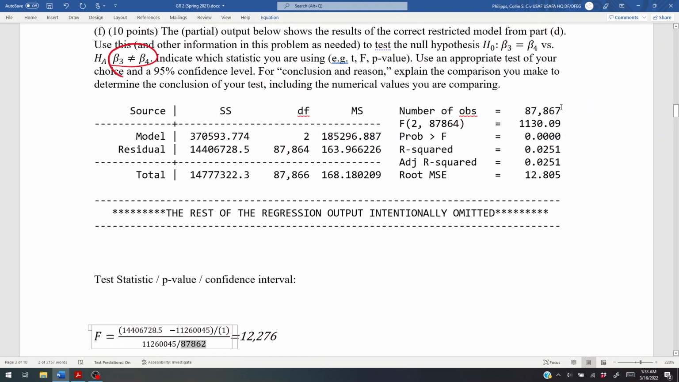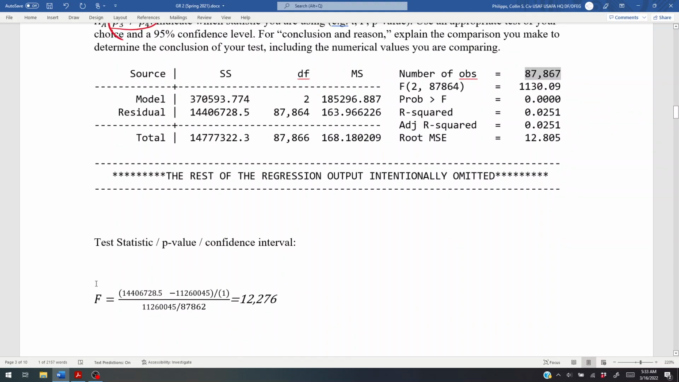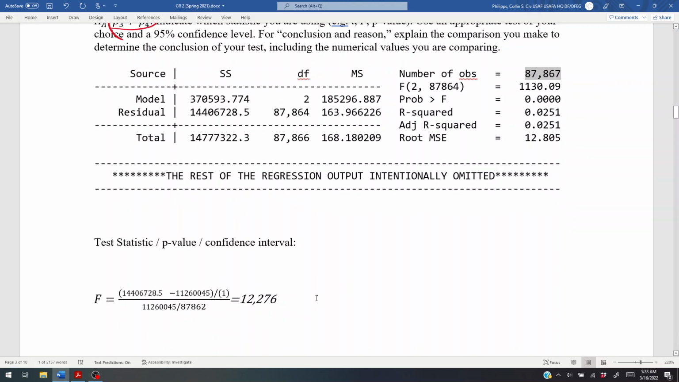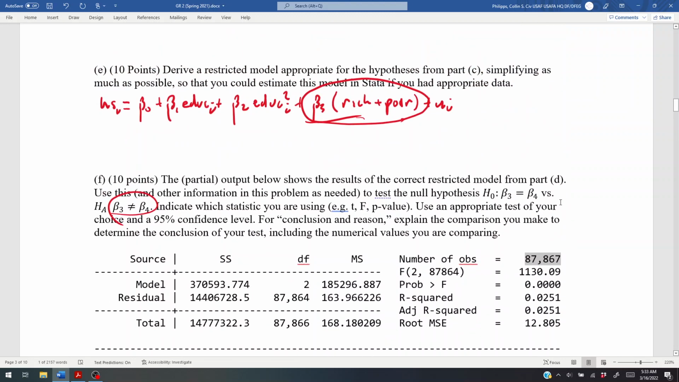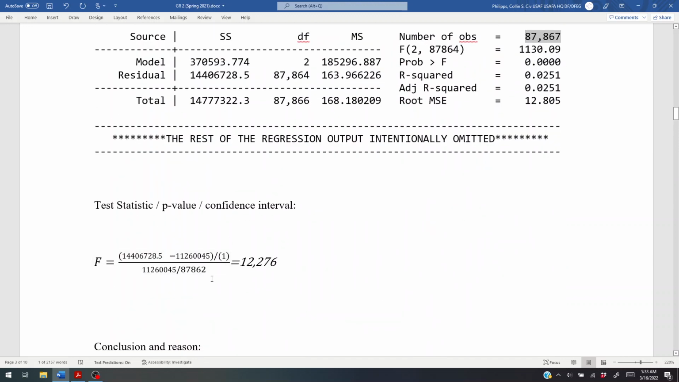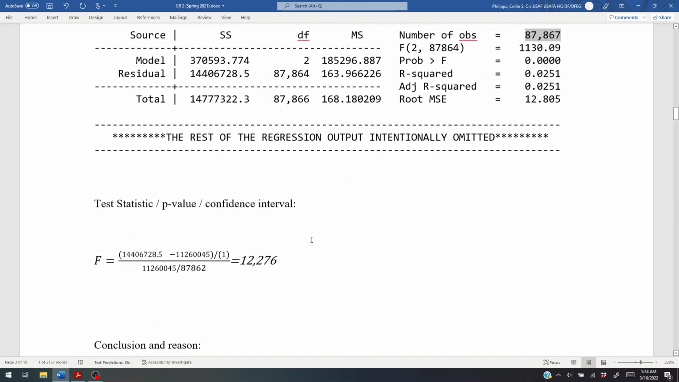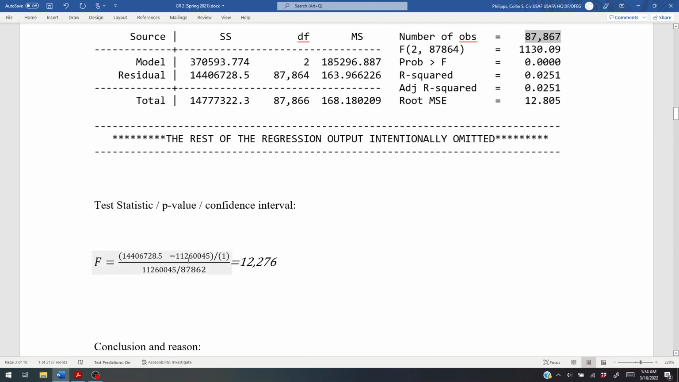So 87867 observations in the data, subtract how many coefficients were in the model, and you get those degrees of freedom. Which again, you could look at that and you could say, wait a second, there were 87867 observations. I have 1, 2, 3, 4 coefficients in the model. So again, that's actually off by 1. It won't affect the outcome of the problem. But I'm just giving away the secrets for where these numbers actually came from.